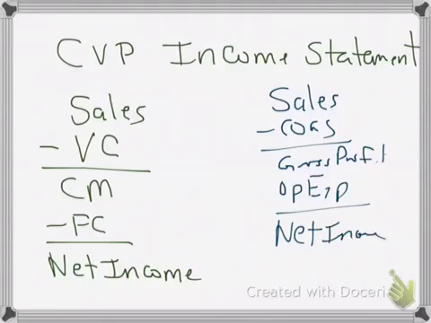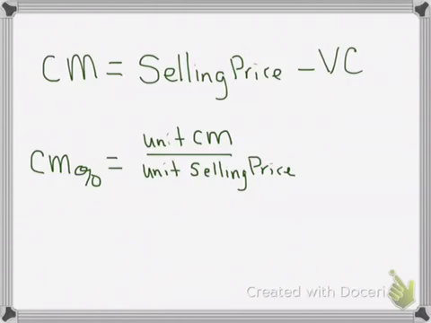That is not the way we look at a CVP income statement. With CVP, we will have our sales, but then we will have variable cost. Now, variable cost could be part of that cost of goods sold. They could be part of our operating expenses. We then would find our contribution margin, and then from there we would take out our fixed cost, and then we would have our net income. So this is the one that you want to use when you are looking at CVP income statements.